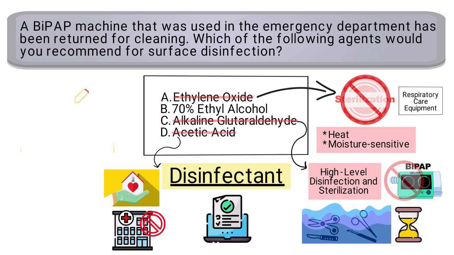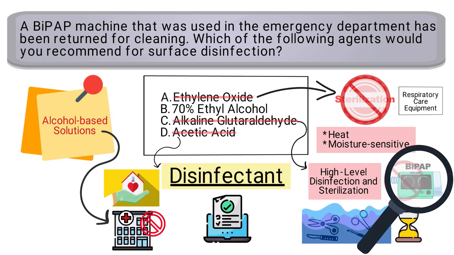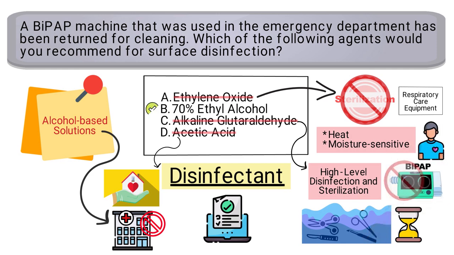Now remember, alcohol-based solutions are typically used to disinfect surfaces in the hospital setting. Therefore, that is what's recommended to clean the surface of a BiPAP machine, which should be performed before use on a new patient. And that means that the correct answer has to be B, 70% ethyl alcohol.